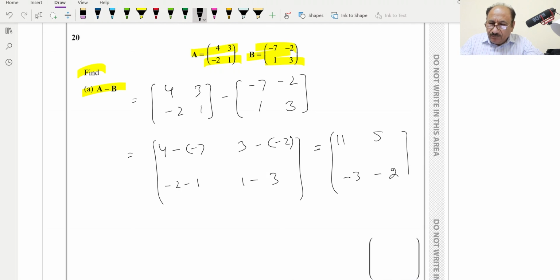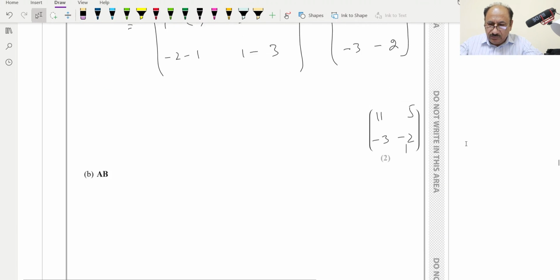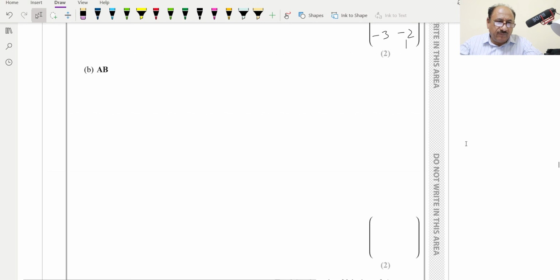So if you are having some problem, you can use a calculator for this part also. So that is done. Now a 2-mark question: we have to find AB.